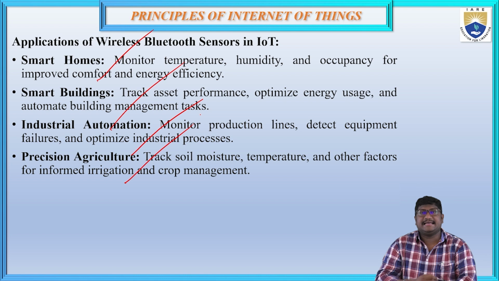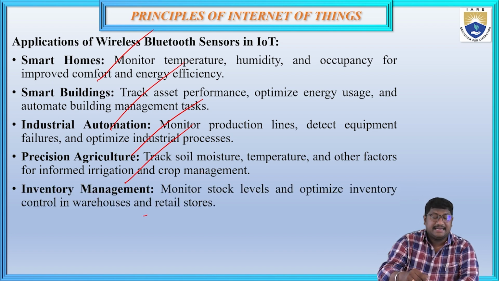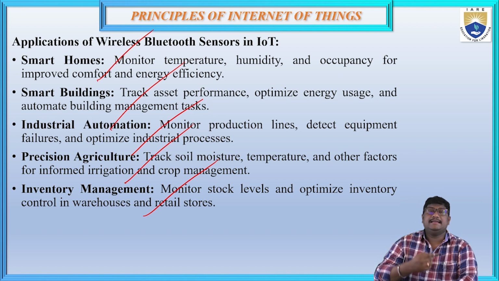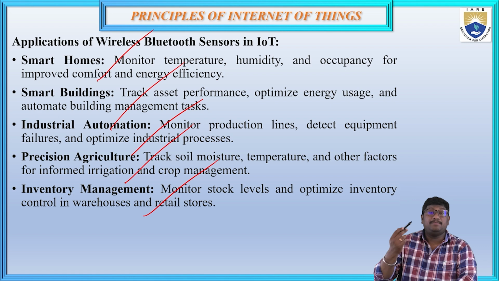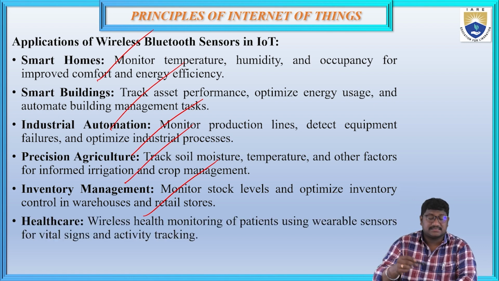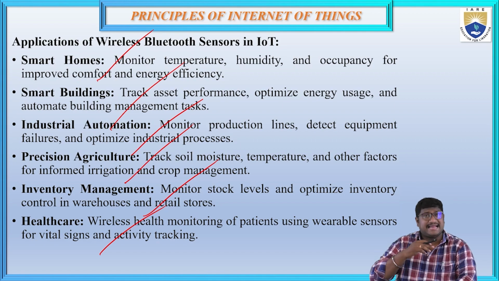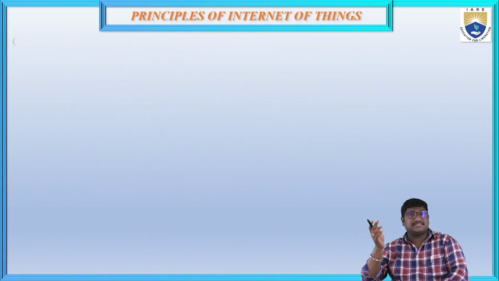And precision agriculture, for tracking the soil moisture, the soil temperature, and any other factors which are required for irrigation and crop management. And inventory management, which plays a major role in the retail sector to know about their inventory, the stock levels, and optimizing the inventory control in warehouses. And coming to healthcare, wireless health monitoring of patients using wearable devices for their vital signs or activity tracking. These are the Bluetooth sensor applications which are used currently.